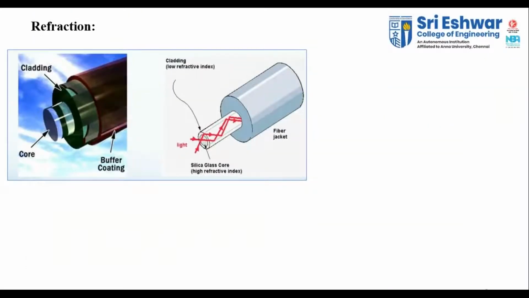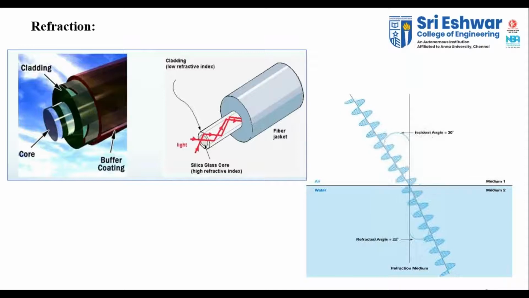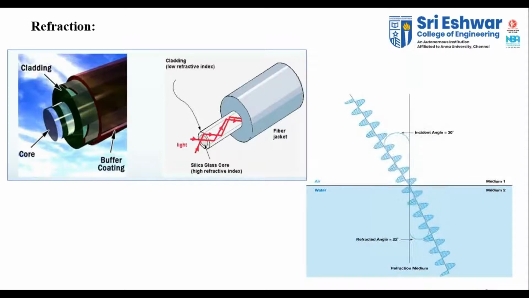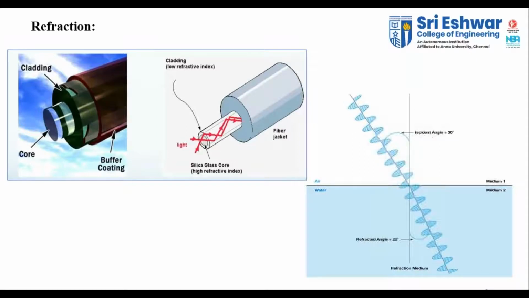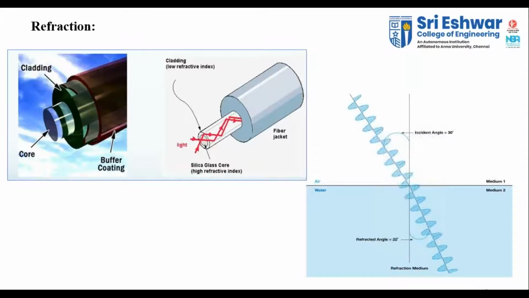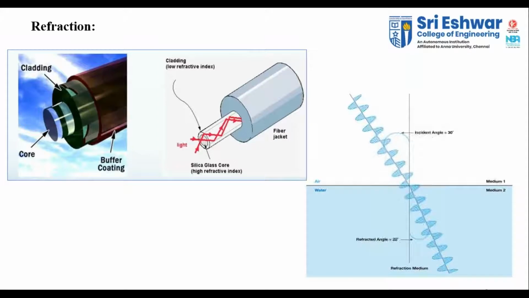So the next one is refraction. Please go to refraction. So core, the next one cladding. What is the meaning of refraction? The light enters from one medium into another medium. In our diagram, the first medium, medium 1, is air. Medium 2 is water. So when it enters from medium 1 into medium 2, there is no reflection. Refraction happens.